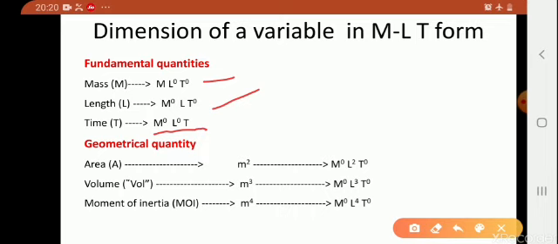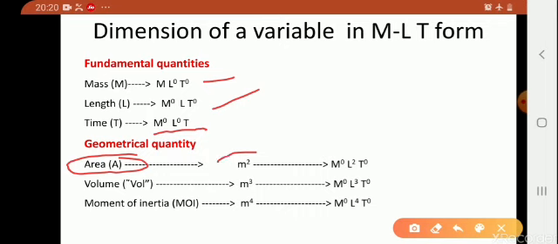Before learning the dimensional analysis technique, you should learn and remember the MLT forms of different quantities, whether fundamental, geometrical, kinematic, or dynamic quantities. So let us learn the MLT form for geometrical quantities, for example, area.